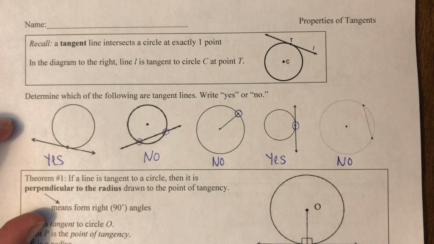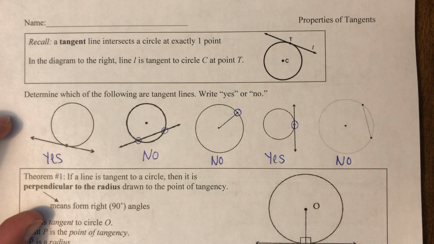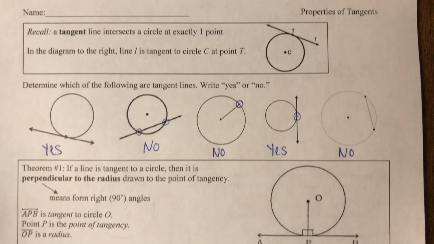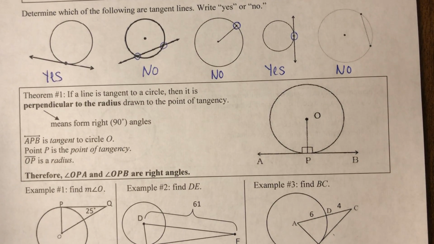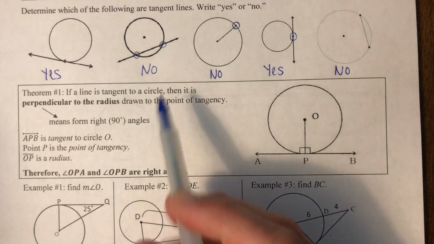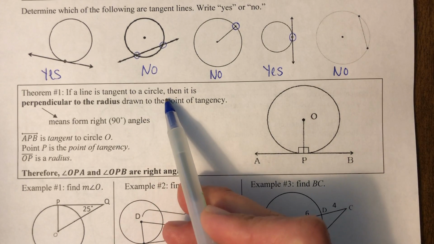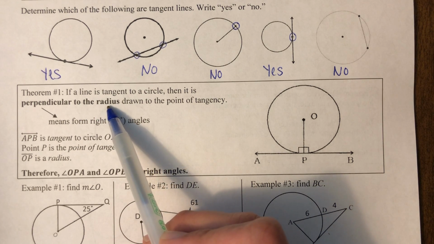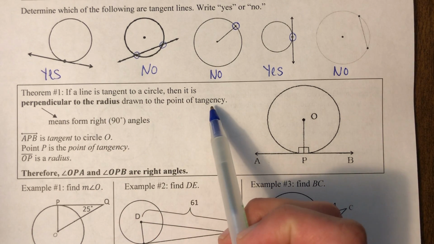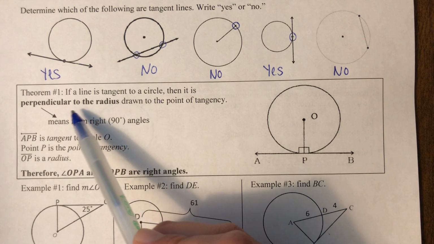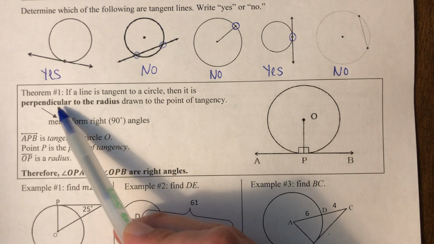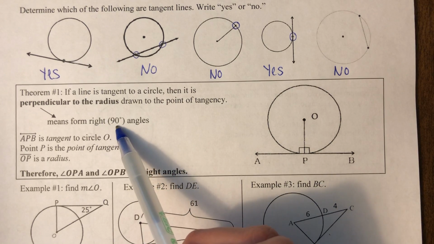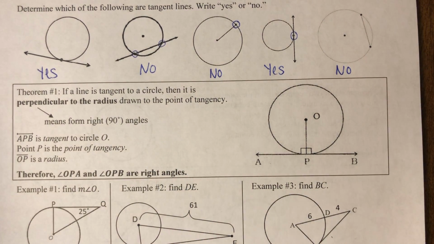Okay, so make sure you have a tangent line when we're working on the properties that we're going to learn today. All right, our first theorem for today. If a line is tangent to a circle, then it is perpendicular to the radius at the point of tangency. As a reminder, the word perpendicular means that it makes right angles, and right angles are 90 degrees. So I'll show you in the picture.